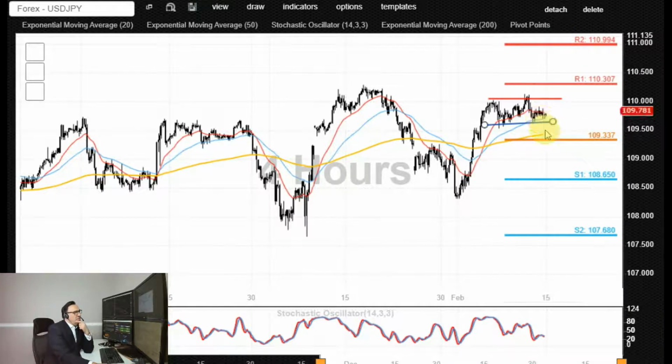Alternatively, if we see a dip lower and a retest of the current support around 109.50, rejection and a loss of that level, that would change the outlook, potentially indicating a deeper corrective move to the downside, targeting 109, 108.65, 108.40, possibly even 107.70.